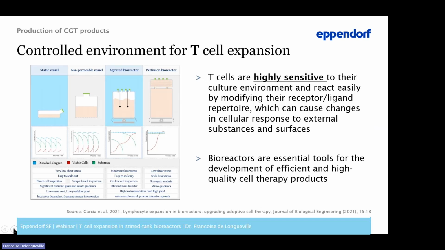Those systems are equipped with technology for monitoring and feedback-based control of the culture environment, including basic and more specific parameters such as temperature, pH, concentration of nutrients like glucose, metabolites like lactate and ammonia, and gases like O2 and CO2. Therefore, the bioreactor became an essential tool for the development of efficient and high-quality cell therapy products.